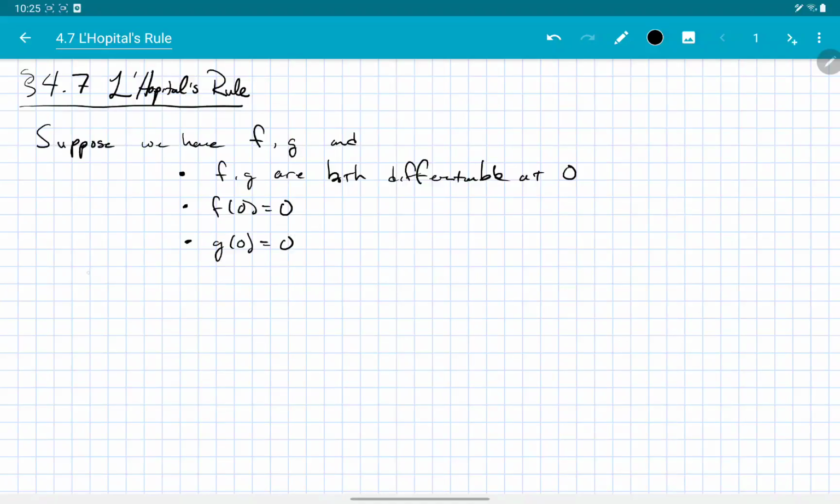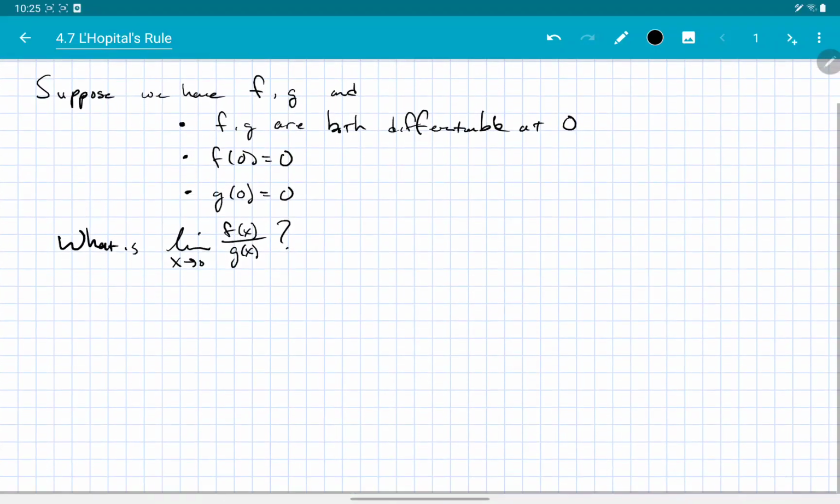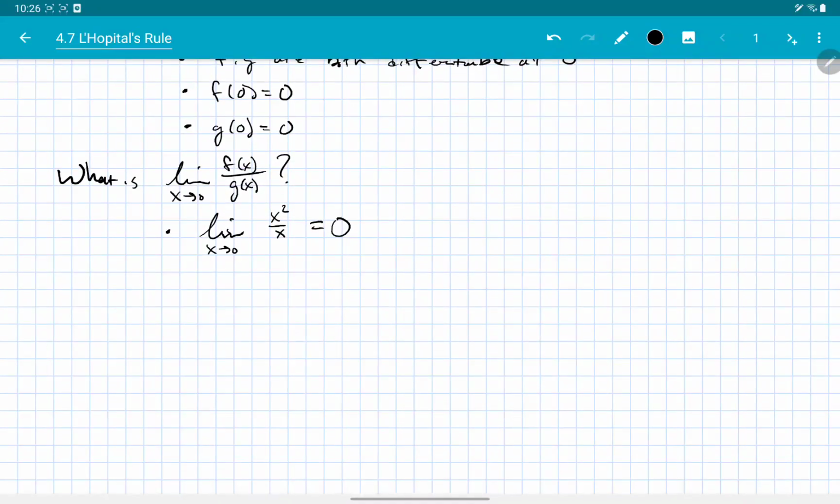We want to answer this question. What is the limit as x approaches 0 of f of x divided by g of x? Okay, of course we don't have enough information to figure this out. We just have this supposed f and g, but let me show that there's all sorts of possibilities that can occur. For instance, one possibility is we could be looking at the limit as x goes to 0 of x squared over x. And that one we know is 0, right? Because the x's would cancel, and then you'd have the limit as x goes to 0 of x. So 0 is a possibility.